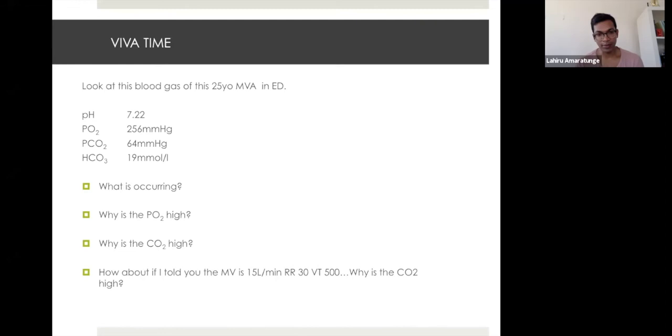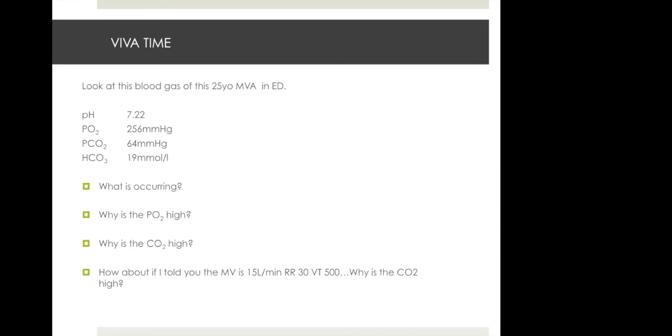Why is the CO2 high? And again, we're just asking you to make assumptions here. Yeah, well, motor vehicle accident. So, you know, she's probably got some form of lung injury. She may have a pneumothorax and collapsed lung. So I think that's probably due to shunt. Yep. Now, we'll get to this, but does CO2 really rise in shunt?